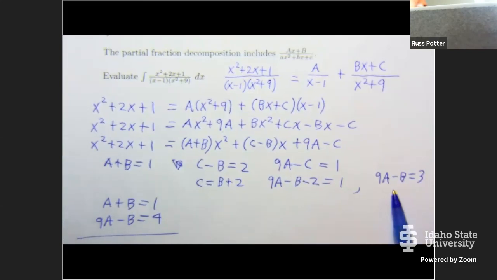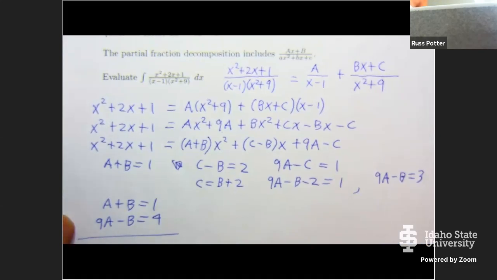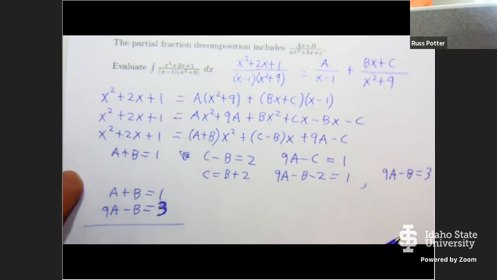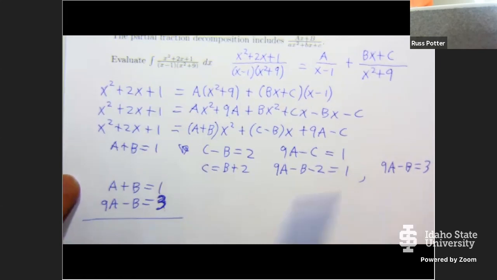Yeah, okay, so then add these equations, a plus b equals 1 to 9a minus b equals 3. The b's cancel. We get 10a equals 4. Then divide by 10, a equals 4/10, which is 2/5.